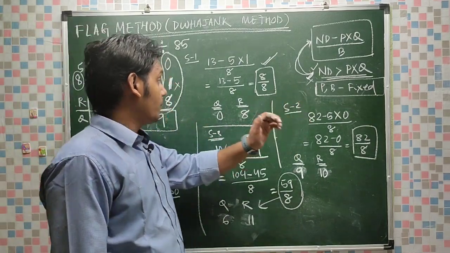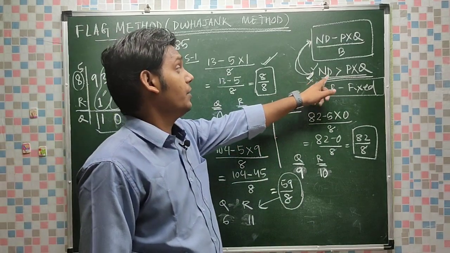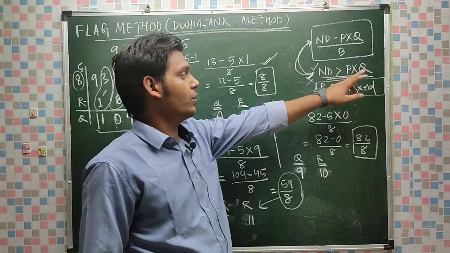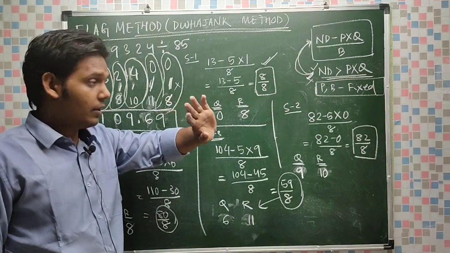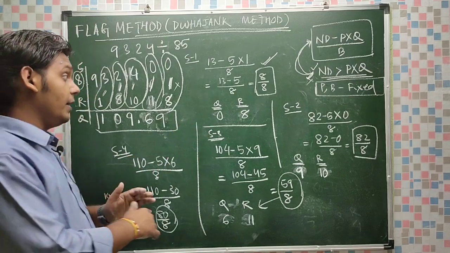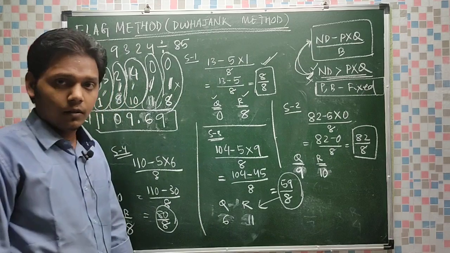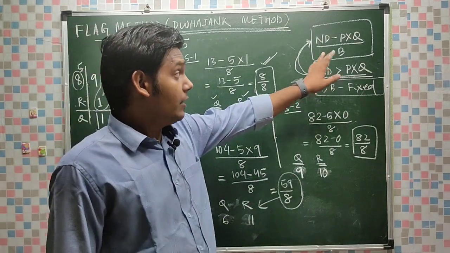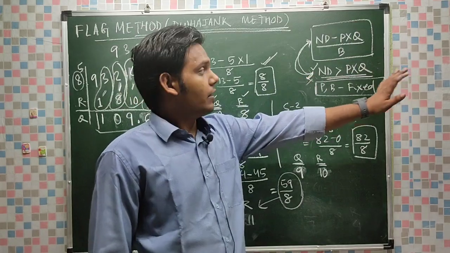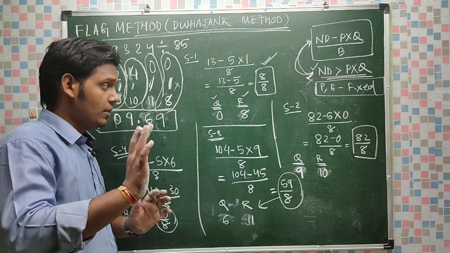So first you have to divide with the base. Thereafter you have to check this one: the new dividend must be greater than the product of power and quotient. Thereafter you have to go to the formula. Then you will get one result. Thereafter you have to again choose the quotient and the remainder. How to choose properly? Keep in mind that the new dividend must be greater than the product of power and quotient. So that one you have to always keep in mind.